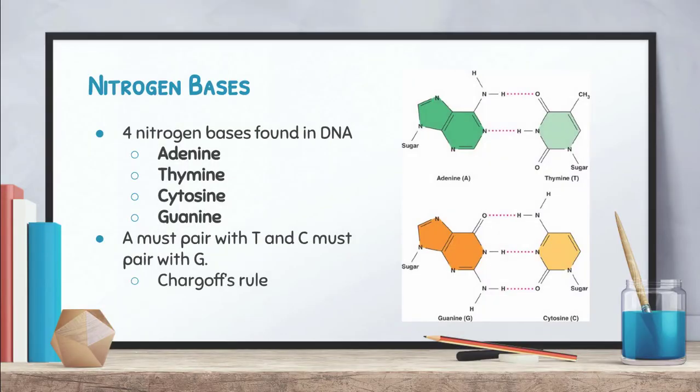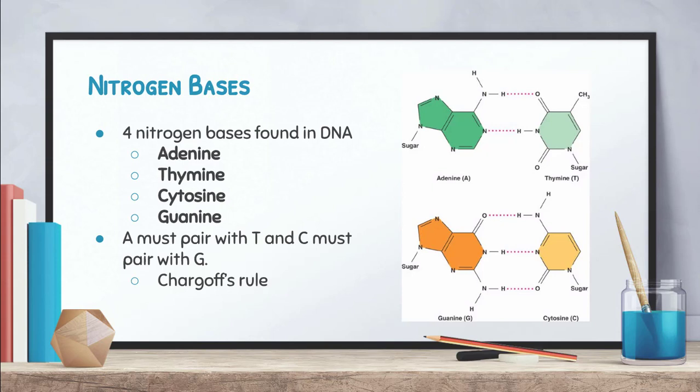Now, you'll notice that there were a variety of nitrogen bases that were in the middle. There are four key nitrogen bases: adenine, thymine, cytosine, and guanine. And there are certain rules on how these pair up in a molecule of DNA. A will always pair with T, and C will always pair with G. This is known as Chargaff's rule. So you could determine the percentages of A, T, C, and G based on the percentage of one.